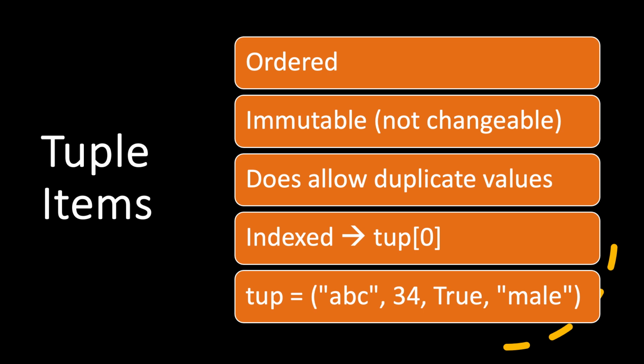Now to access a tuple item, you refer to the index number inside the square brackets. So in this example, if I say tup index 0, I will get ABC. If I say tup index 1, then I will get 34, and so on.